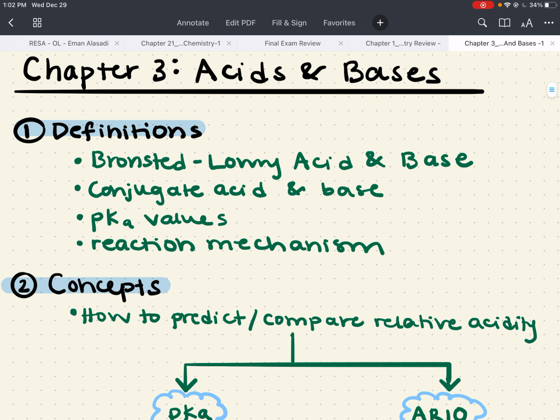Here we will be talking about acid-base reactions and equilibrium. We're going to start off by defining some terminology like what a Bronsted-Lowry acid and base is, what a conjugate acid and base is, what pKa values are, and what a reaction mechanism is.